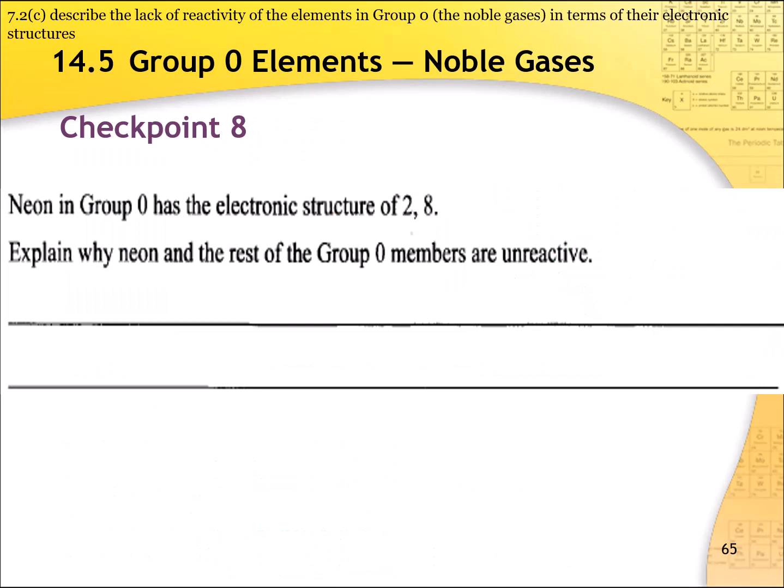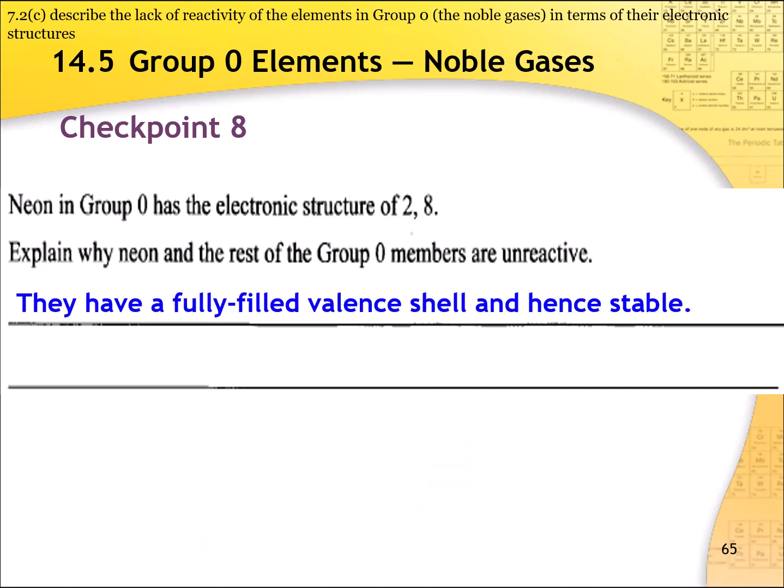Neon in group 0 has electronic structure of 2,8. Explain why neon and the rest of the group 0 members, the noble gases, are unreactive. This is a very important question. They have fully filled valence shells and hence are stable. The answer is fully filled valence shell and therefore they are stable. Please remember this answer.